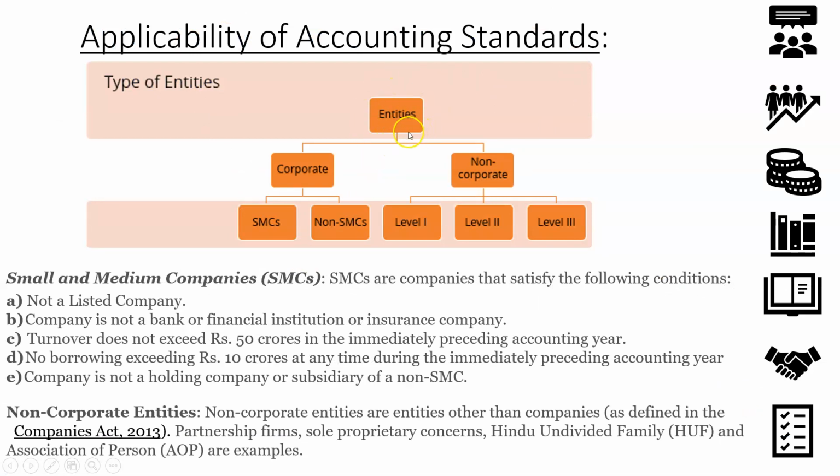There are two types of entities, the corporate and the non-corporate. Here it specifically means the companies, and here all type of persons other than the companies. So companies can further be divided into two parts, that is the small and medium-sized companies and the large companies or the non-SMCs. Here for the non-corporate we have level 1, 2 and 3.